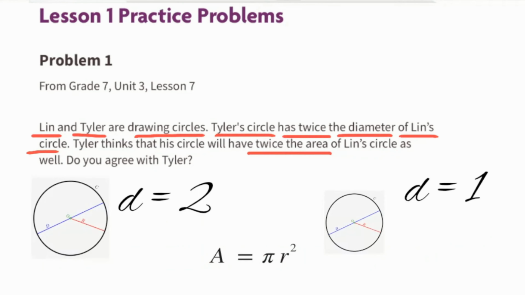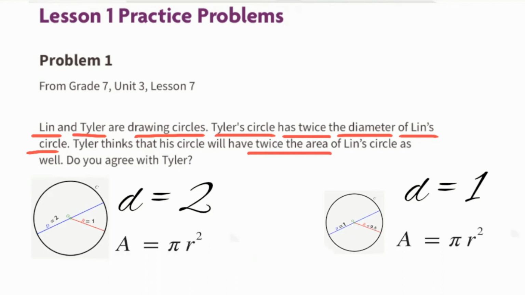Here's an example. These circles are not to scale, but let's use the larger circle on the left as Tyler's circle and Lynn's circle, the smaller circle, on the right. The diameter of Tyler's circle is 2 units. That's twice the diameter of Lynn's circle if the diameter of Lynn's circle is 1 unit. The formula for finding the area of a circle is pi times the radius squared.